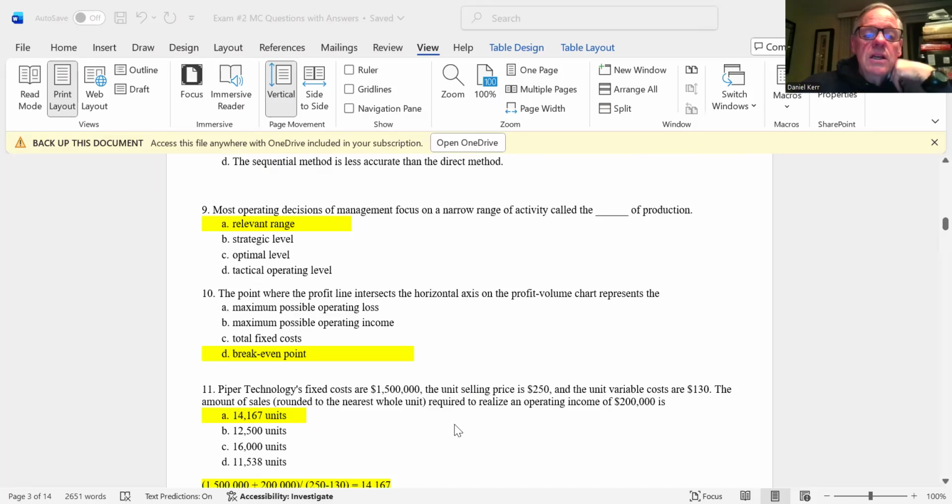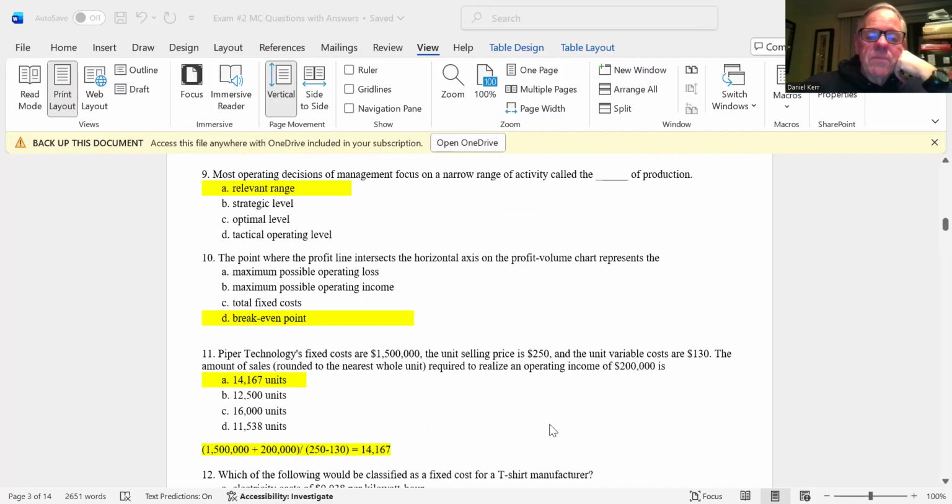Number 11, Piper Technologies' fixed costs are $1,500,000, selling price is $250,000, and variable cost is $130,000. The amount of sales required to realize an operating profit of $200,000. So here you're using the targeted profit formula. So you take the fixed cost, you add that to the profit, divide by the contribution per unit, and you get 14,167, which is the answer, A.